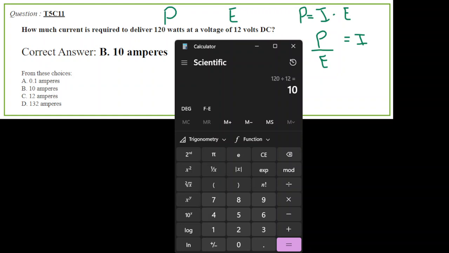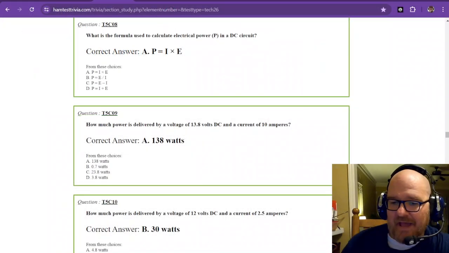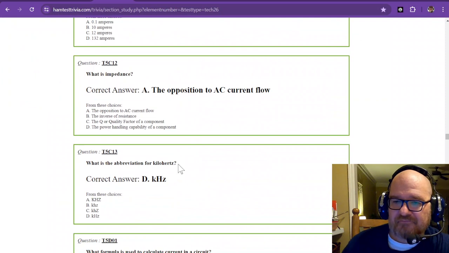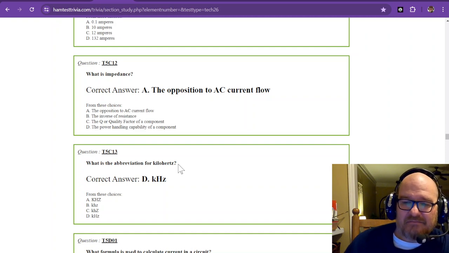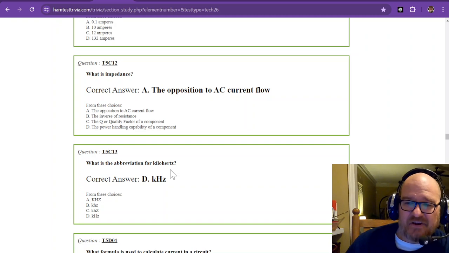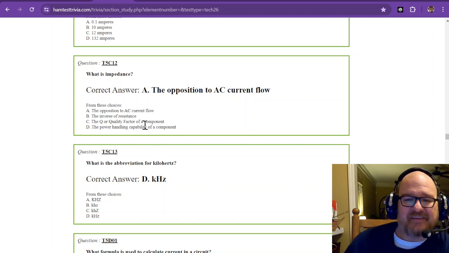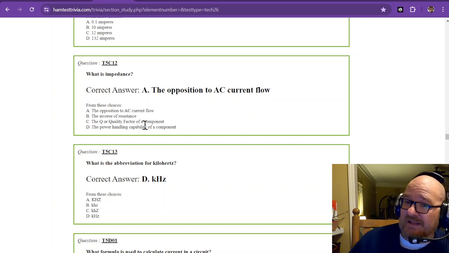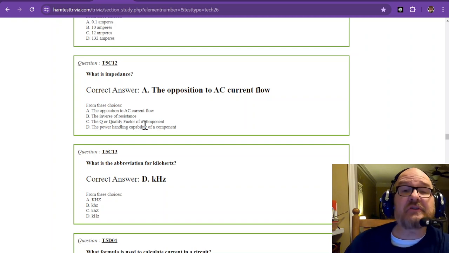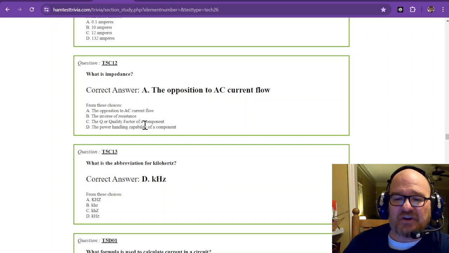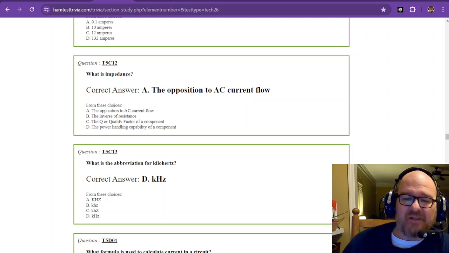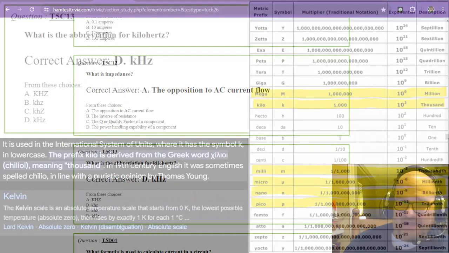Now let's go back to the Chrome and look at number 12. What is impedance? Impedance is sort of like resistance, and that is the opposition to AC current flow. Resistance is DC. Remember, I just said that a little while ago. Impedance, and I should have used the word impedance earlier, but that is the opposition to AC current flow.